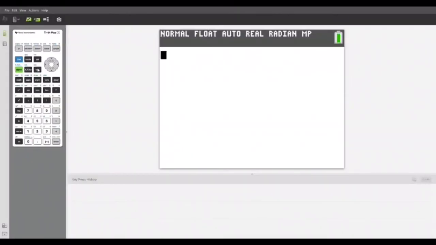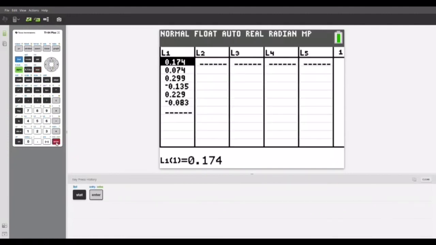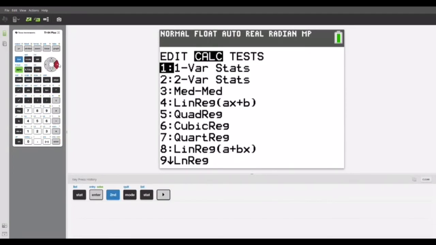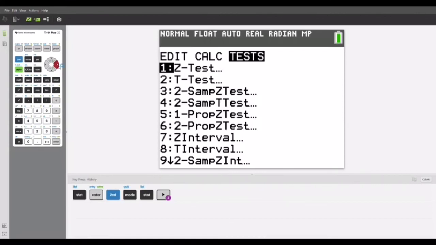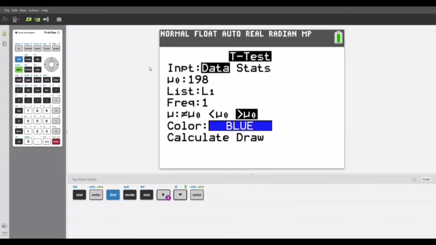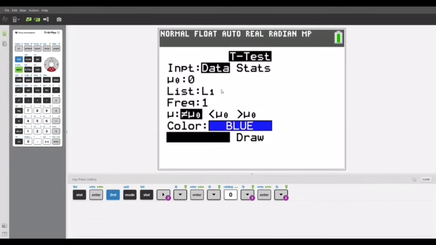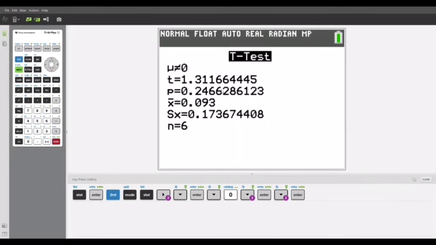So we need to use our calculator in order to do this. On your calculator, you're going to go to Stat, Edit, enter in those differences into L1, and then you're going to go to Stat, Test, and we're going to go down to our t-test. And we are dealing with data. Mu naught is going to be 0. Our numbers are listed in L1, frequency is 1, and our alternative hypothesis is not equal to. Go down to Calculate, select Enter. T is our test statistic, and P is our p-value.